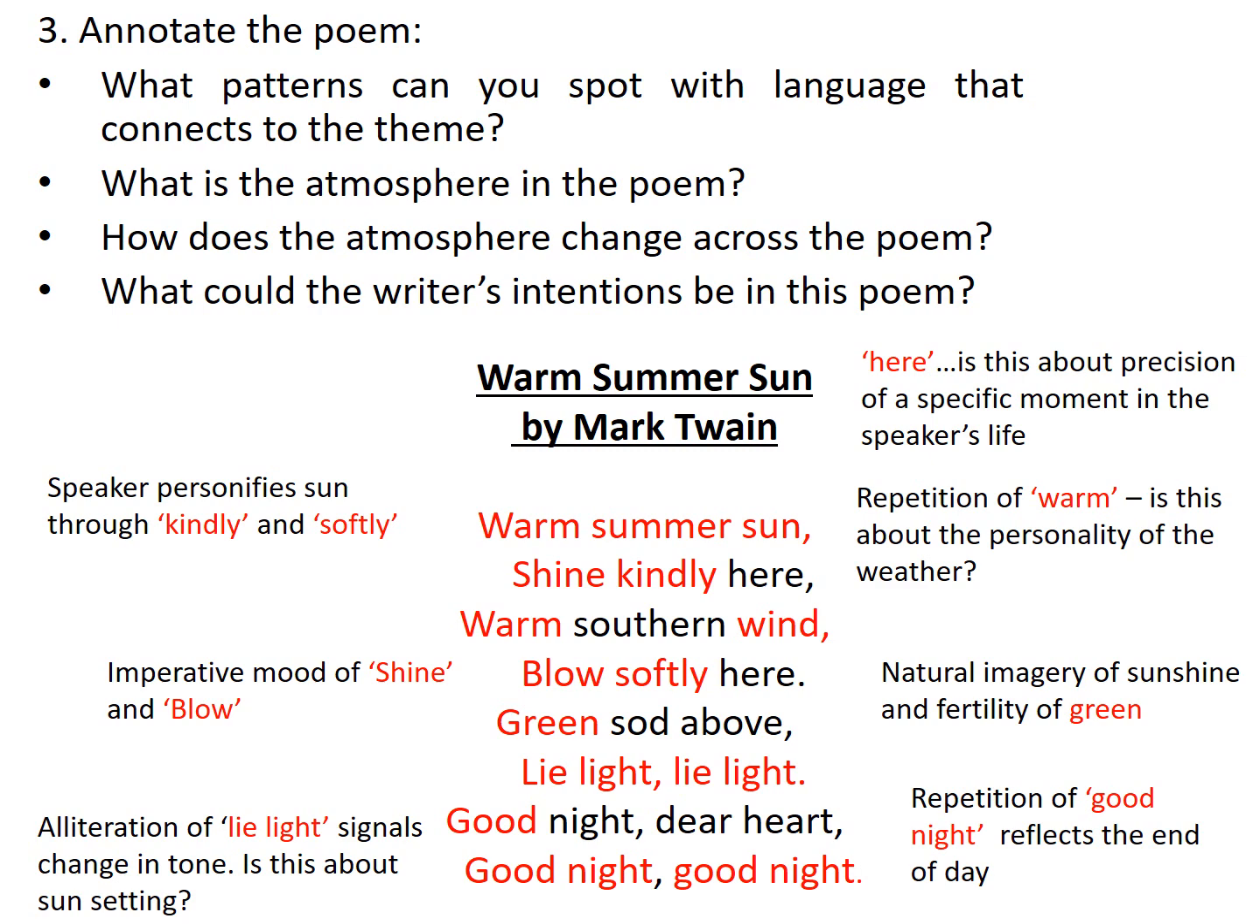We've also got in line 6 the alliteration of lie light, which is repeated, and it signals quite a change in tone. I don't know, I'm wondering here, is this about the sun setting? Because the light is lying, it's getting lower. And the fact that's confirmed for me is by the repetition of good night. Is this to say that the warm summer sun is now going to sleep, if you like, so that's why the speaker says good night.